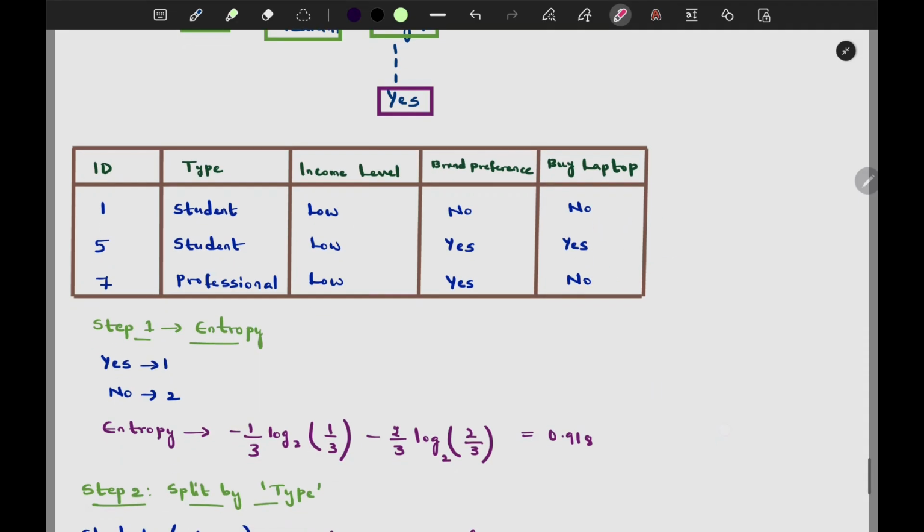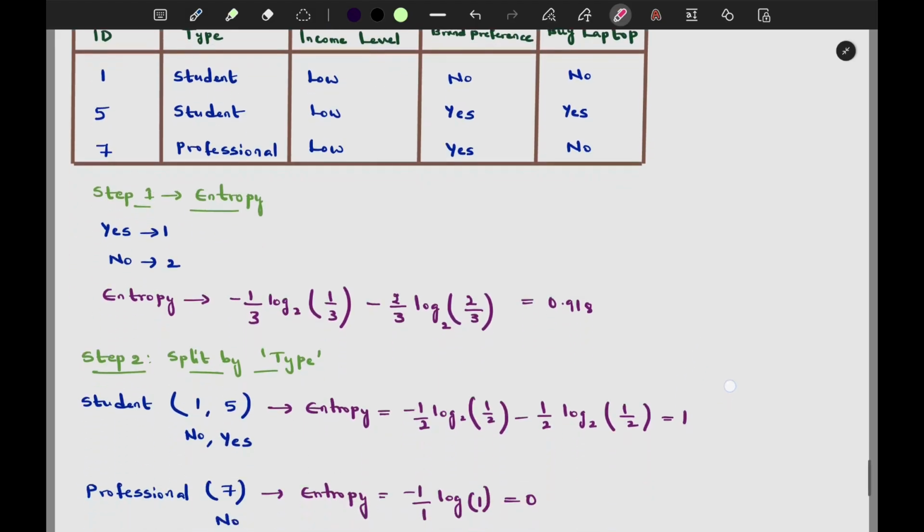So my overall entropy will be minus of probability of positive class divided by total number of observations into log of this, minus probability of negative class into log of this. So my overall entropy is 0.918. Now again we will be calculating the individual feature entropies, and again we'll calculate the information gain. So let's see how it will go.